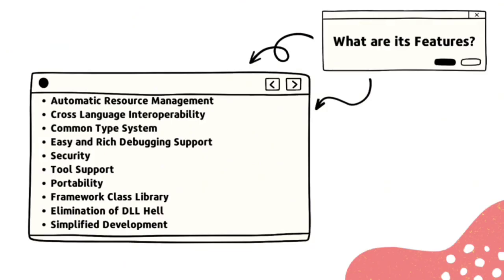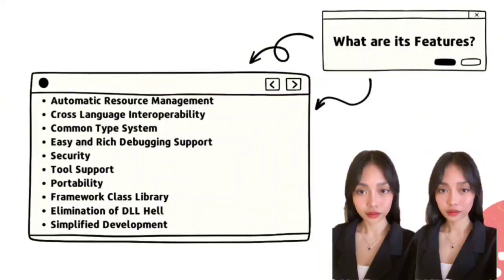So next are the features of .NET. First one is automatic resource management. The .NET framework provides developers with effective and automated resource management systems for memory, screen space, network connections, and other resources. The Common Language Runtime, or CLR, makes all of this possible.